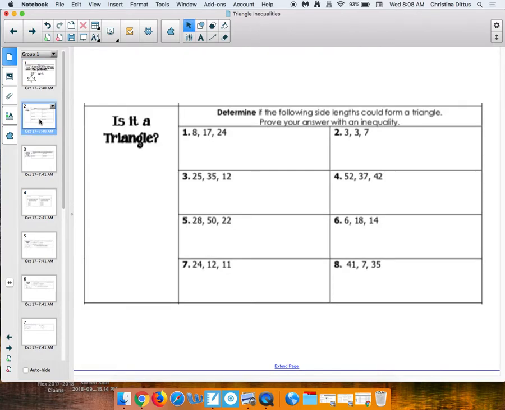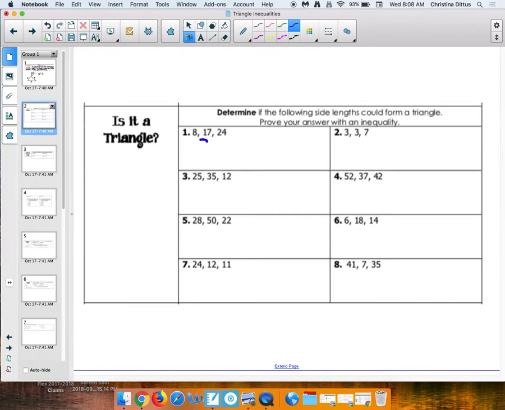Okay, so all we're going to do for these is decide if we can have a triangle. So all we're doing is taking our two small numbers, adding them, seeing if they're bigger than the third. Remember, that was like obtuse or acute, when you square them. This is just adding them, not squaring them.